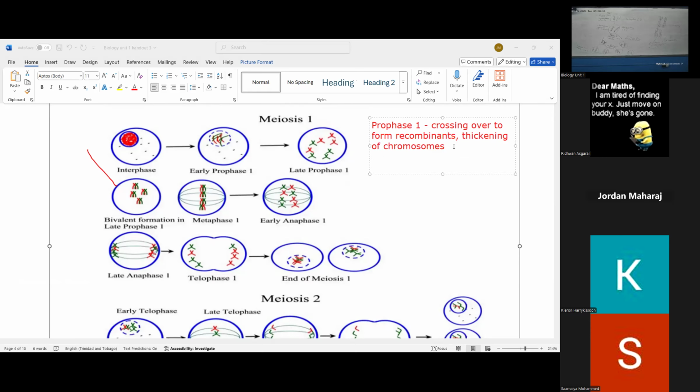And then metaphase. The main thing with metaphase, you can remember it, or why I used to remember it: metaphase starts with an M. What happens in metaphase? Movement. Movement where? Along the equator. So the significant event in metaphase is moving along the equator.